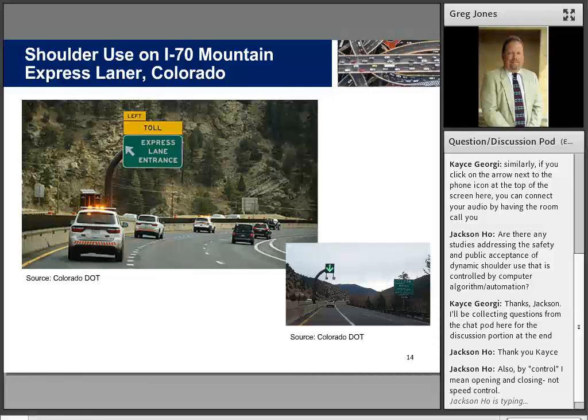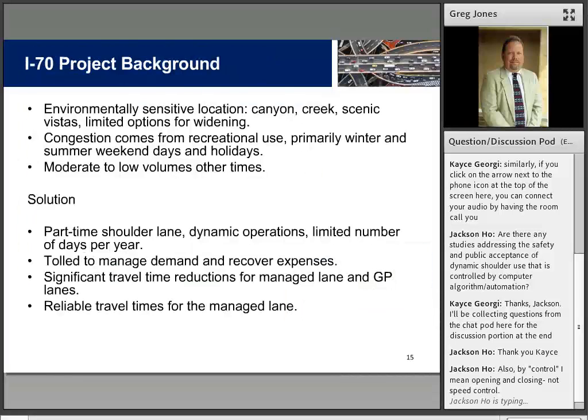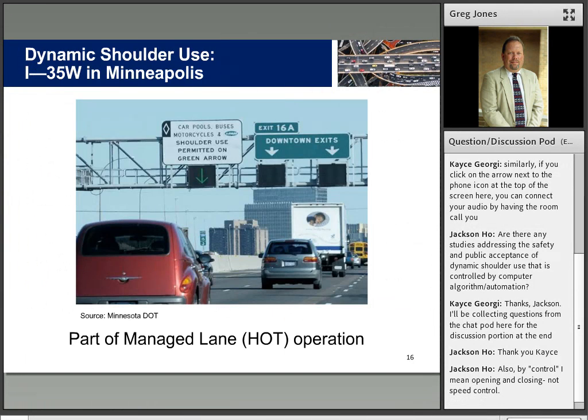This is a unique project on I-70 in Colorado. It's a tolled shoulder lane, and we're actually going to have a presentation later in this webinar on that, so I won't go into any of the details and let Mr. Harrelson from Colorado speak to that, but he'll get into the background and the solution.